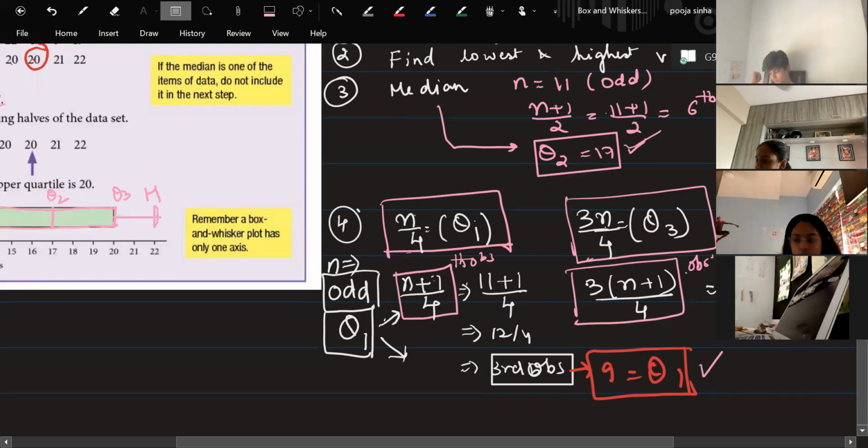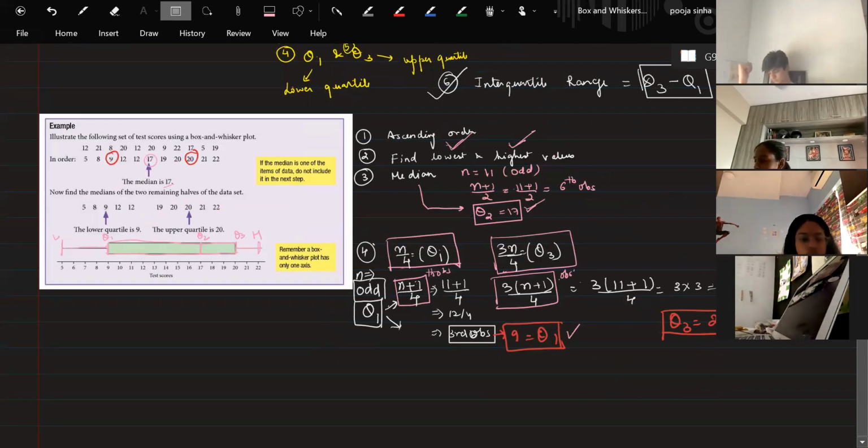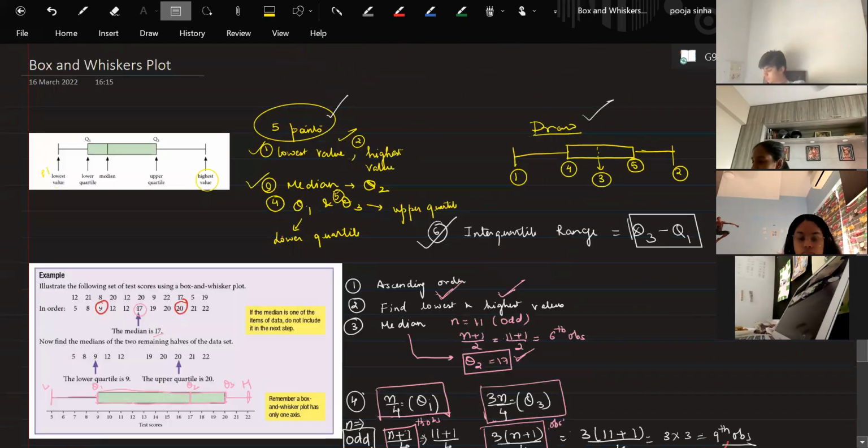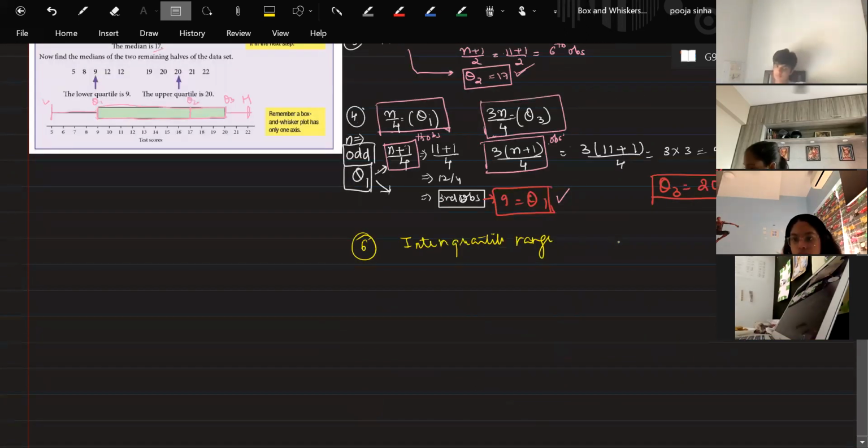Clear? Okay. Now from this, quickly tell me the 6th answer. The 6th question is, what is the interquartile range? 11. What was interquartile range? Q3 minus Q1. So what is the value of Q3 and Q1? Q3 was 20 minus 9. Give me the answer. 11. The interquartile range is 11.